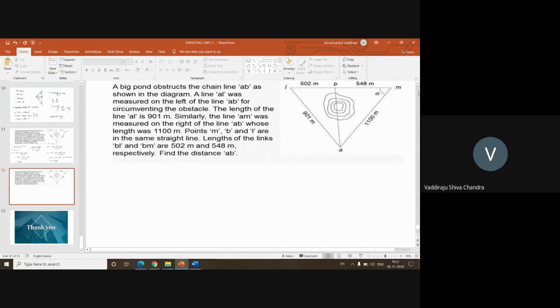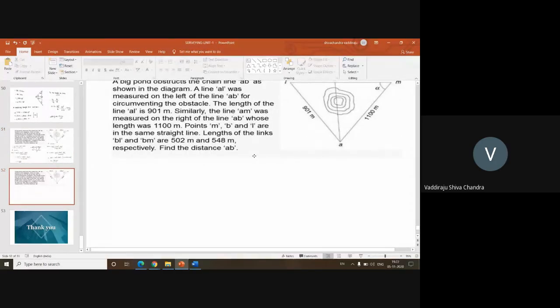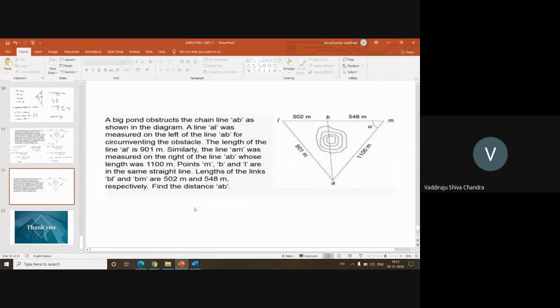I'm only showing the figure here, but okay, not a problem. Try to solve this. Note down this question, all of you, and find out the distance AB. The position of alpha is also shown in the figure. The distances AL, AM, MB, and BL are shown here. So find out the distance AB.